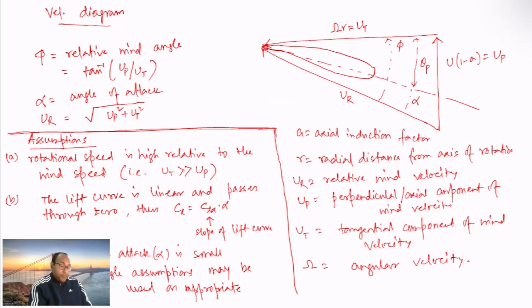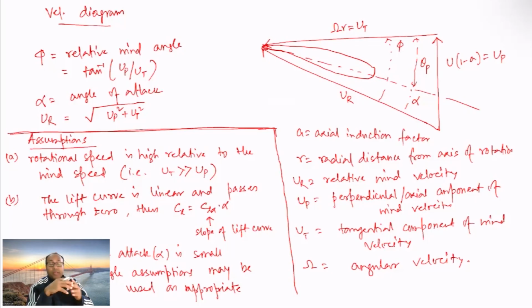Where we have this axial component UP, or the perpendicular component of the wind. Then you have the tangential component UT. You have the axial induction factor A, radial distance from the axis of rotation R, relative velocity UR, angular velocity omega, then angle of attack, relative wind angle, pitch angle, and then the whole derivation starts. Based on certain assumptions, which is quite obvious because this is a simplified model. So this would definitely include some assumptions.